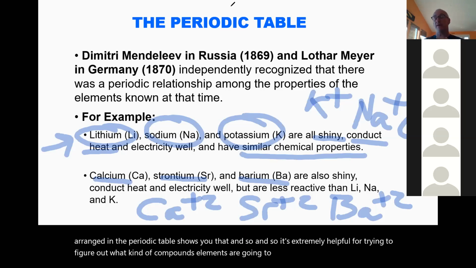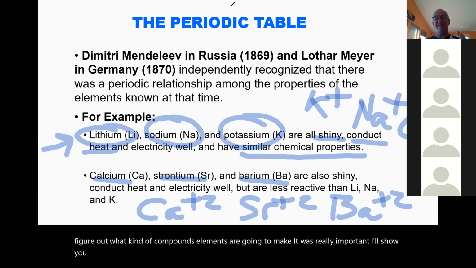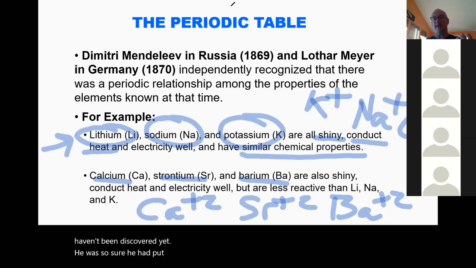It was really important. I'll show you a little bit later how Mendeleev used this information to predict elements that hadn't been discovered yet. He was so sure he had put these elements together properly. Well, I'll let you get to it. It's a great story. Well, I think anyway.